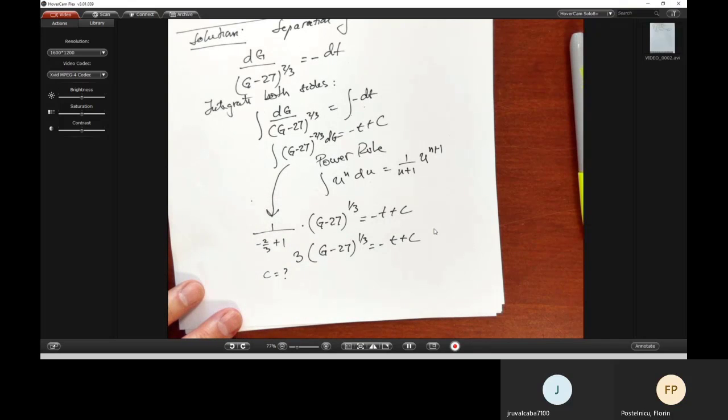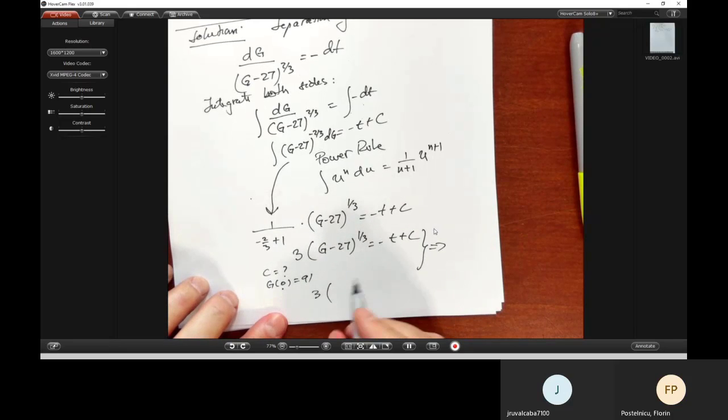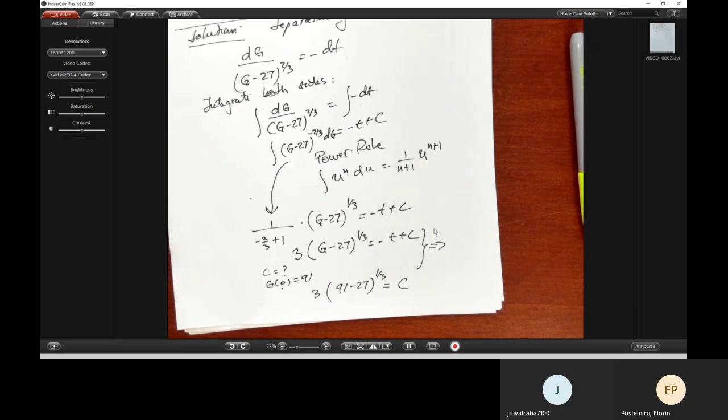Let's substitute right there: 3 times, parentheses, 91 minus 27 raised to 1/3 equals c. I don't know if my computations are correctly done, but 91 minus 27, I believe, is 56. Maybe not. I think it's 54, not 56. But anyway, yeah, you should do the correction.